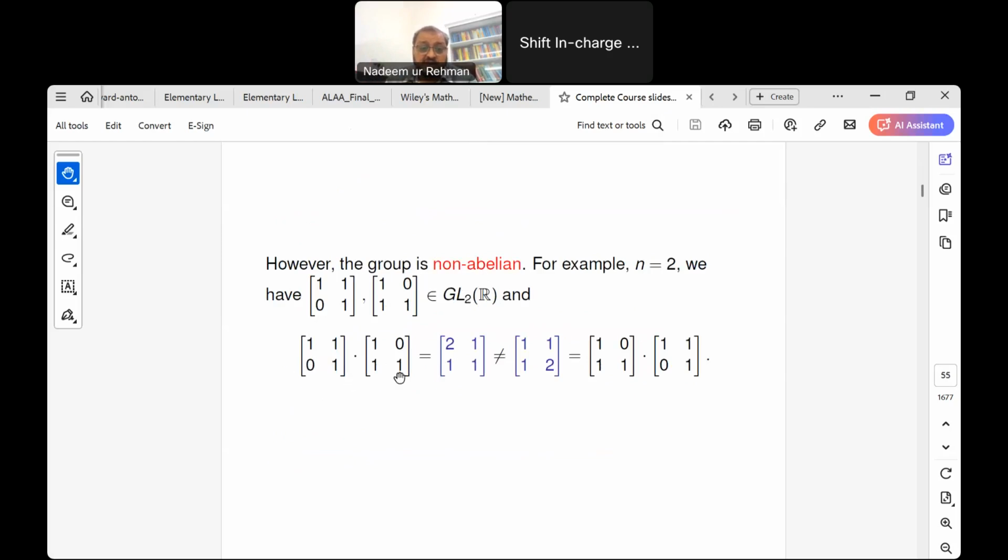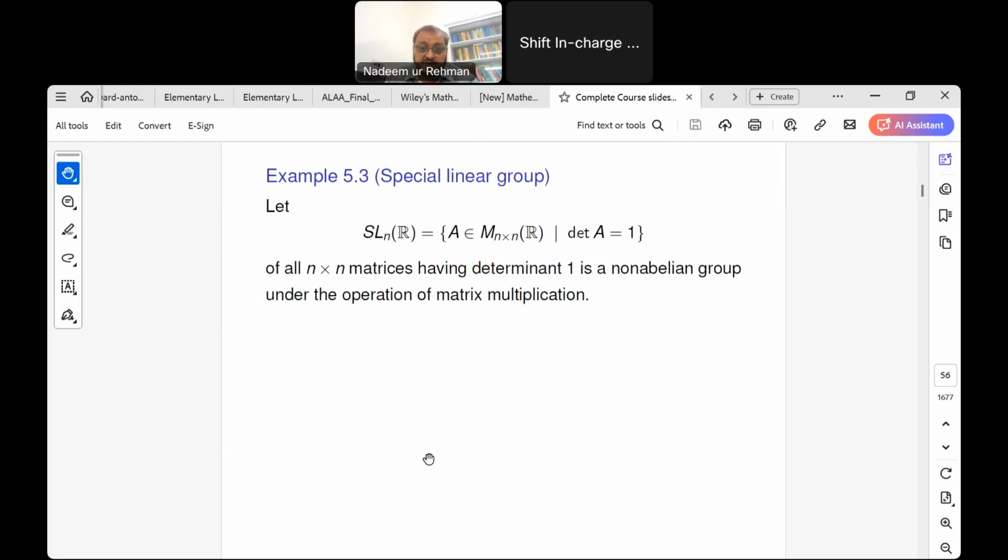If we multiply these two in this order and then in the other order, we get different results. So matrix multiplication in general is not commutative. So the collection of all invertible matrices forms a group under multiplication, but it is a non-abelian group, because matrix multiplication is not commutative.